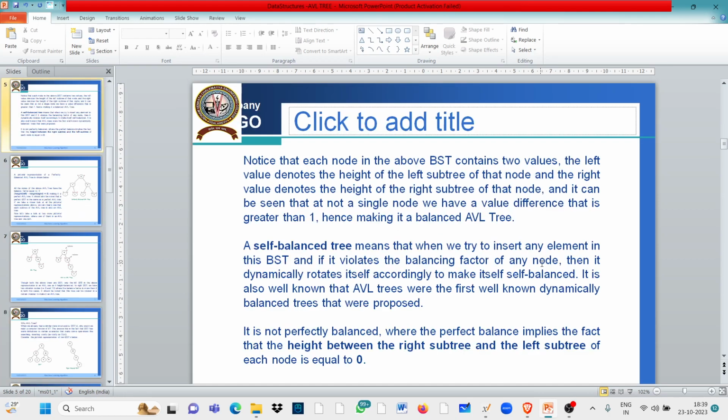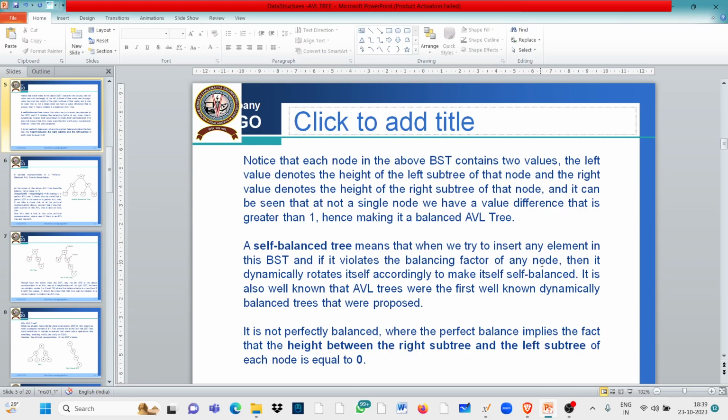Clear? Then notice that each node in the above BST contains two values. The left value denotes the height of the left subtree and the right value denotes the height of the right subtree, what I was discussing with you, and their difference should be in the range minus 1, 0 and 1. If it is violating this, then it will not be an AVL tree.